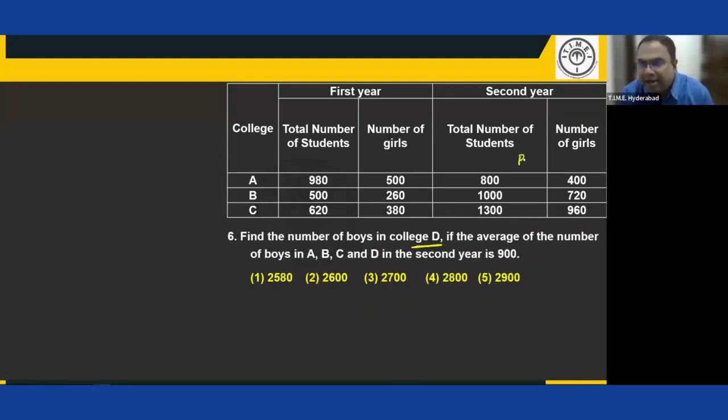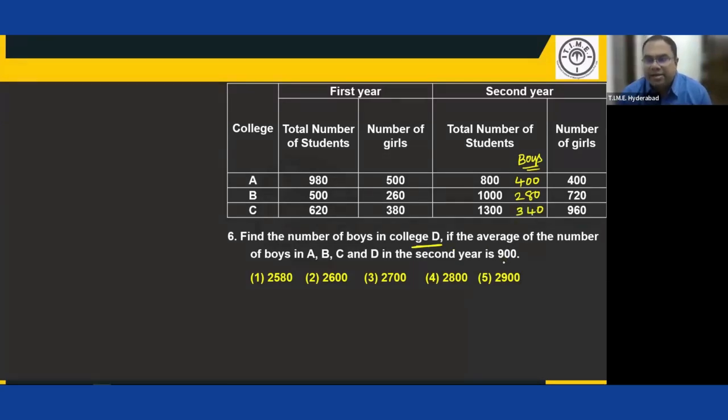So I'll write boys here. How will we get boys? Total minus girls should be boys. 800 minus 400, 400. 1000 minus 720, 280. 1300 minus 960. So it is 340.